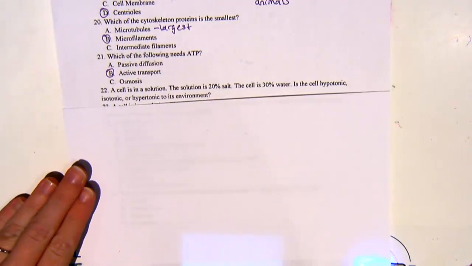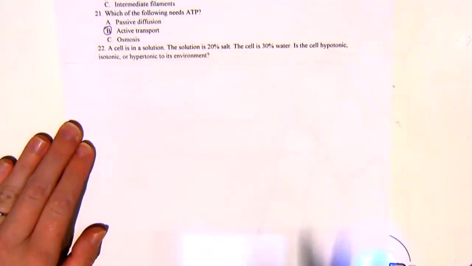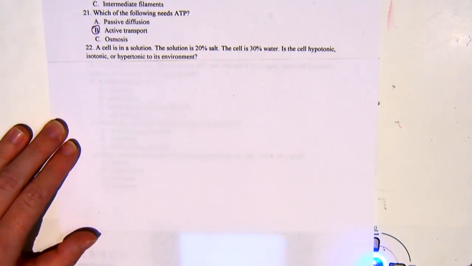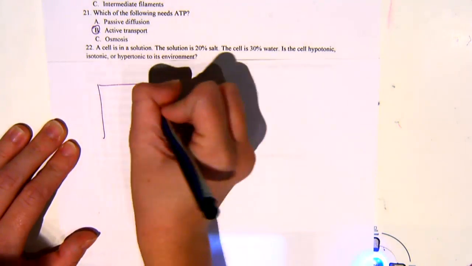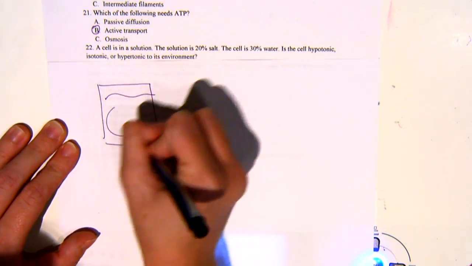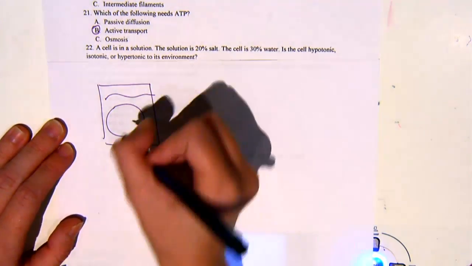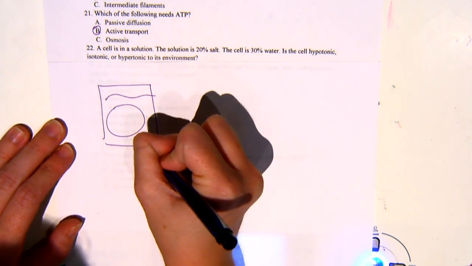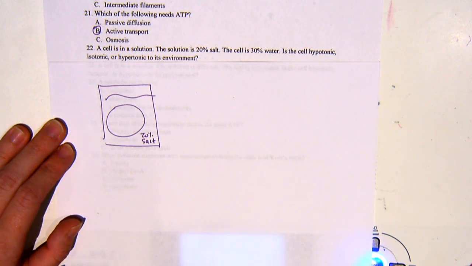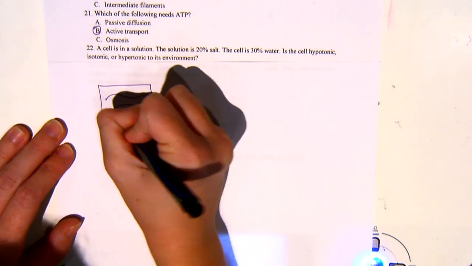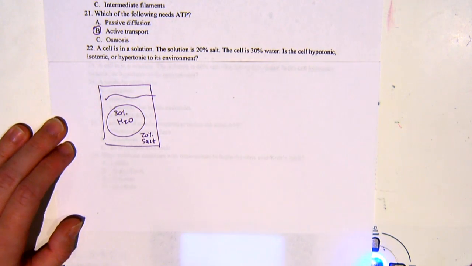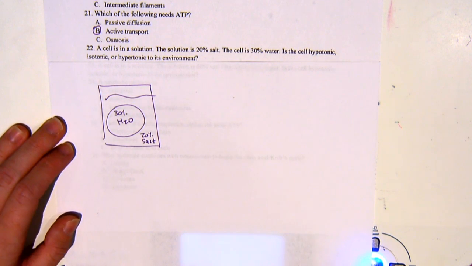All right, 22. A cell is in a solution. The solution is 20% salt. The cell is 30% water. Is the cell hypotonic, isotonic, or hypertonic to the environment?